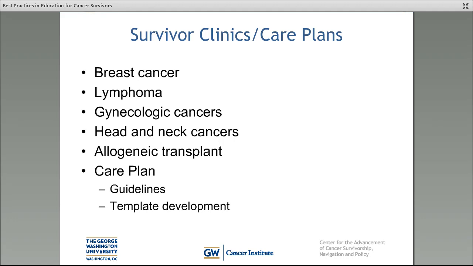So the next steps for us really are to make this available to all cancer patients and to really set expectations and guidelines in our practice for providing cancer survivorship care plans. So we are, at the moment, developing guidelines for that and have a template development in process. And some of our early cancer survivor clinics through breast cancer and lymphoma, which were the first two groups who actually implemented that, have helped us really fine-tune that for patients.